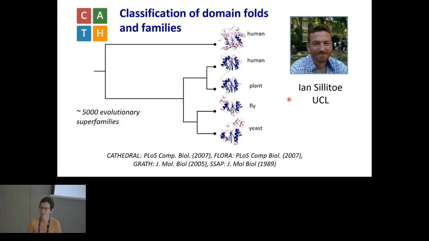And this is what fascinated me. How do these structures diverge? How do they evolve new functions? And this is obviously very important for our communities. They want to understand, does the new structure they've solved have the same function as other relatives in the superfamily?